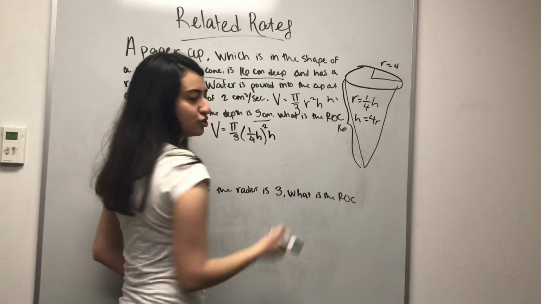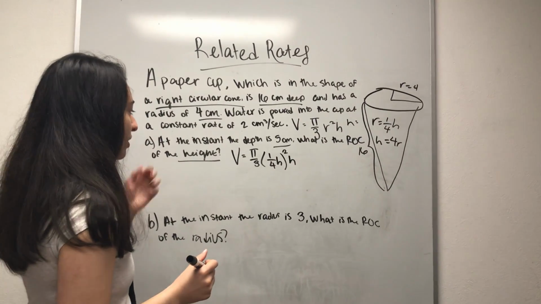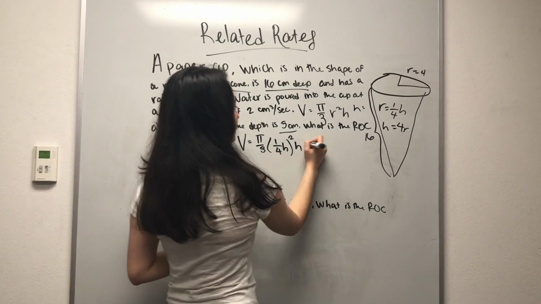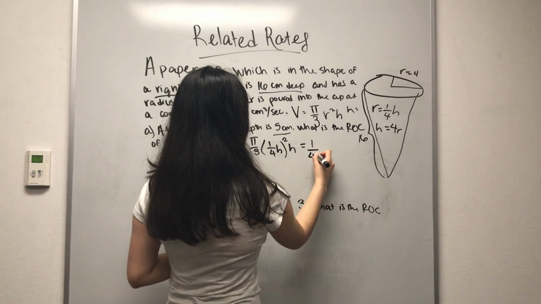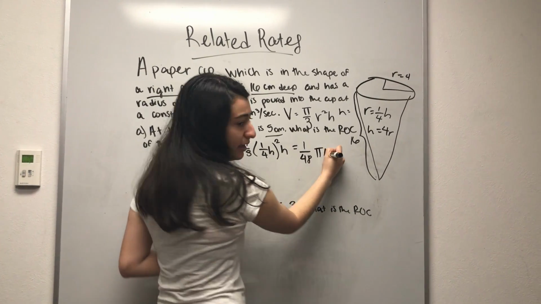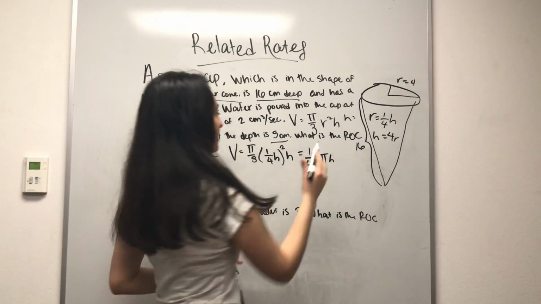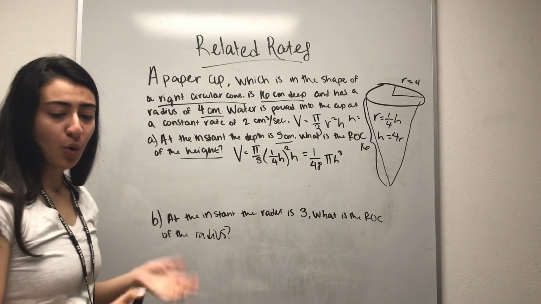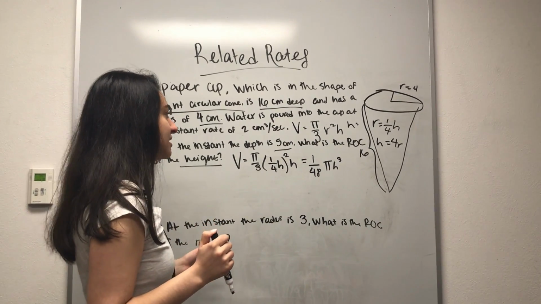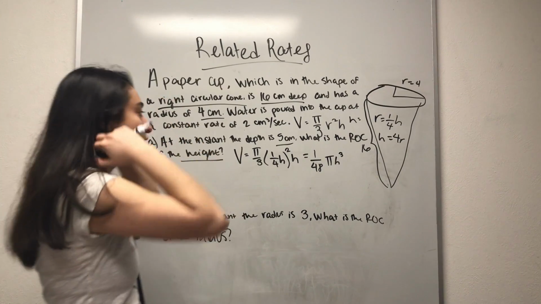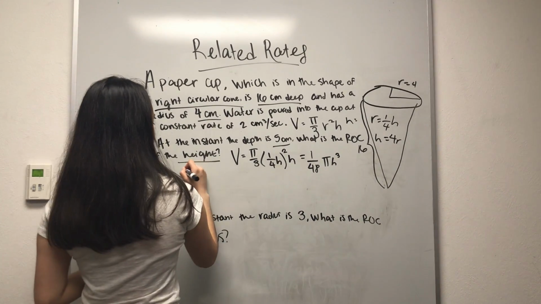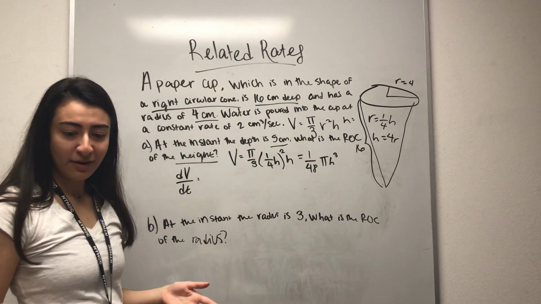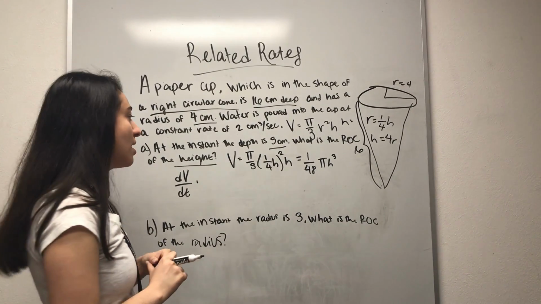squared H. Great. Now what we're going to do is put all the like terms together, and with that we're going to get 1/48 pi H, and I missed something, it's going to be pi H cubed. Now we are going to find the derivative of all of this. If we're trying to do that, then it's going to be dV dt. Okay, cool.